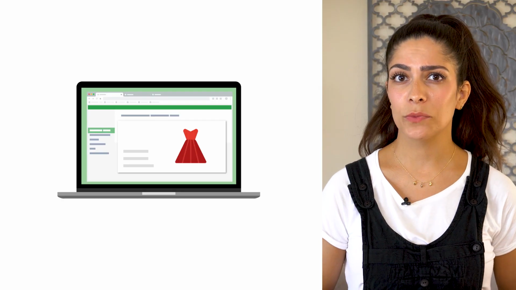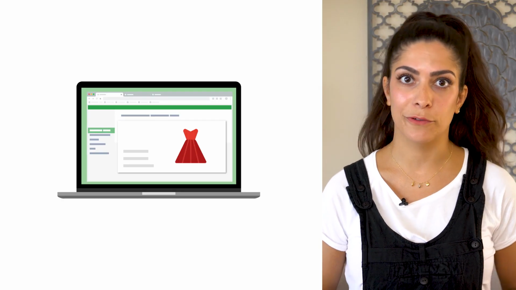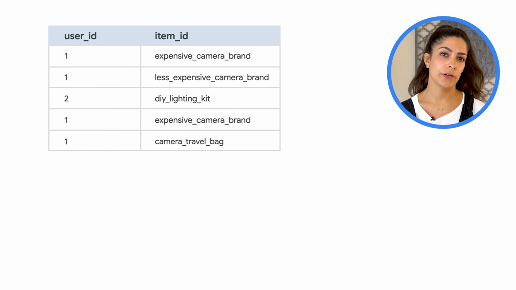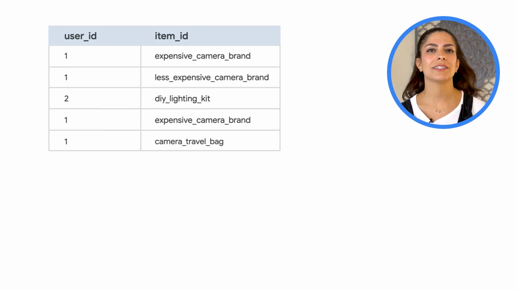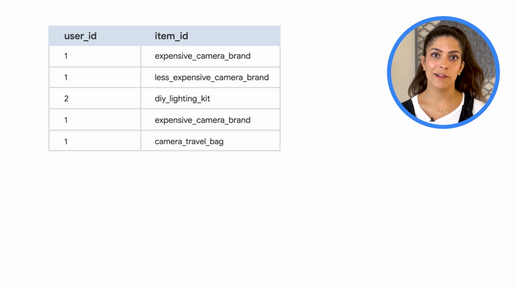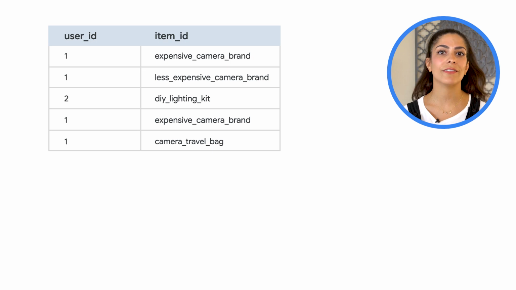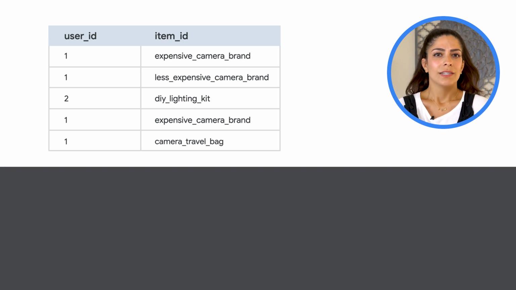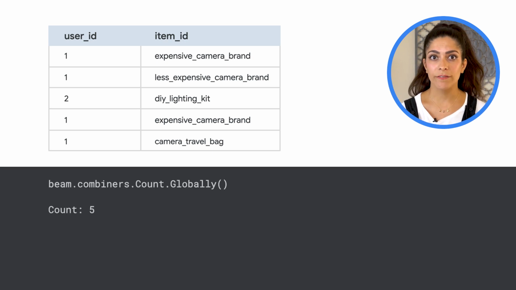To get things started, let's look at a simple example grouping data on a specific key. We'll use some data from an e-commerce website that shows which items a user viewed. Each row in this PCollection represents a user viewing a specific item from the store. The first column shows the ID of the user, and the second column shows a unique ID of the item that they viewed. If you're just looking for a count of items, you don't need to do anything fancy.